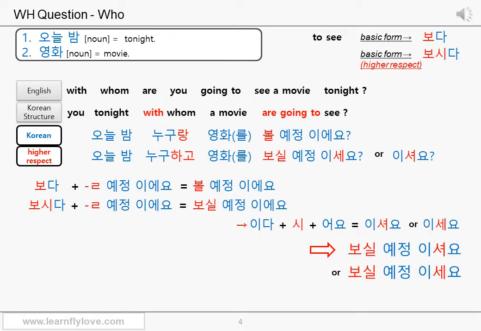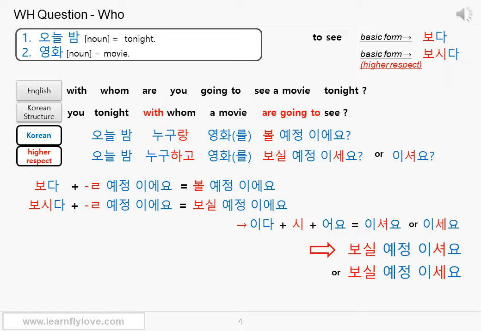Let's reposition the words first then. The subject you comes first and the time-related word tonight comes right after it. The predicate part, which includes the tense part, are going to, and the verb see, comes at the end of the sentence. And an object of the verb, a movie, comes right before the predicate part. It's so obvious, right? Let's put with whom between tonight and a movie.